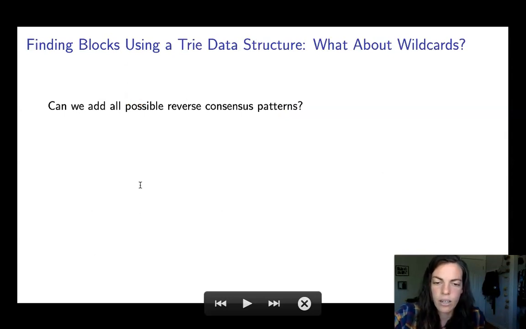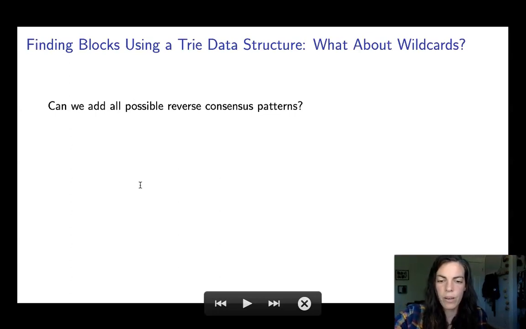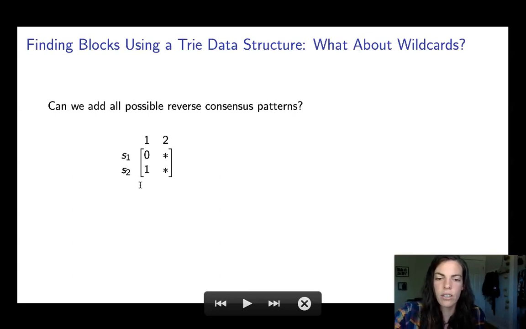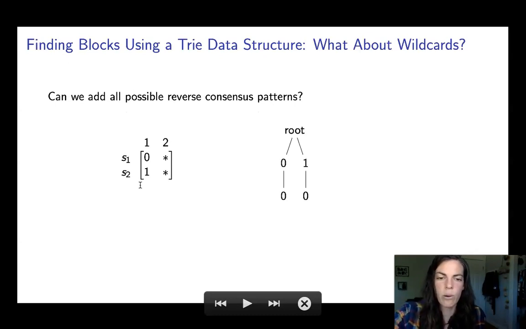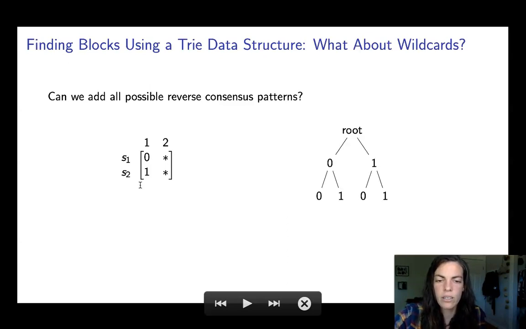Now that we've seen the non-wildcard case, let's turn our attention to what happens when we've got unknown values. We might hope that we can directly extend the trie approach by adding all possible consensus patterns for each reverse sequence. Let's take a look at a simple example. Here, the reverse of sequence 1 is star 0. So we'd add both 0, 0 and 1, 0 to the trie. And the reverse of sequence 2 is star 1. So we'd add 0, 1 and 1, 1.